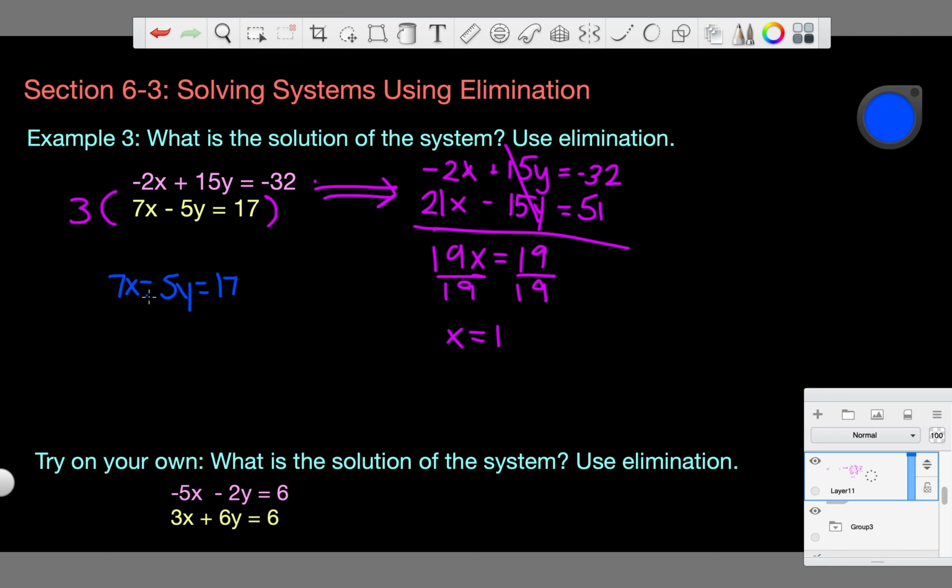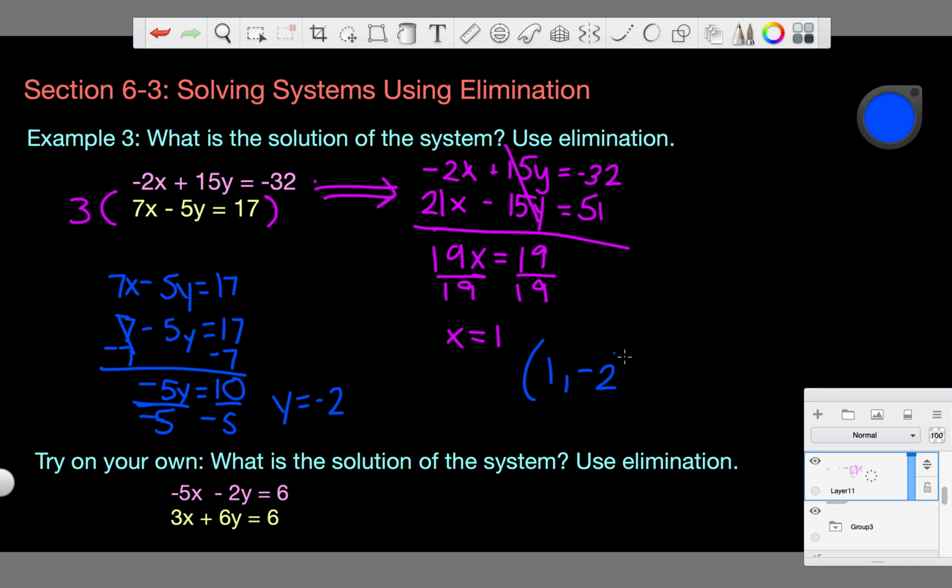If I plug 1 in for x, I get 7 times 1, which is 7, minus 5y equals 17. Subtract 7 from both sides, so we're left with negative 5y equals 10. If we divide by negative 5, we are left with y equals negative 2. So the answer, my solution to the system, is 1, negative 2. My x value and my y value. You're going to try the next one on your own.